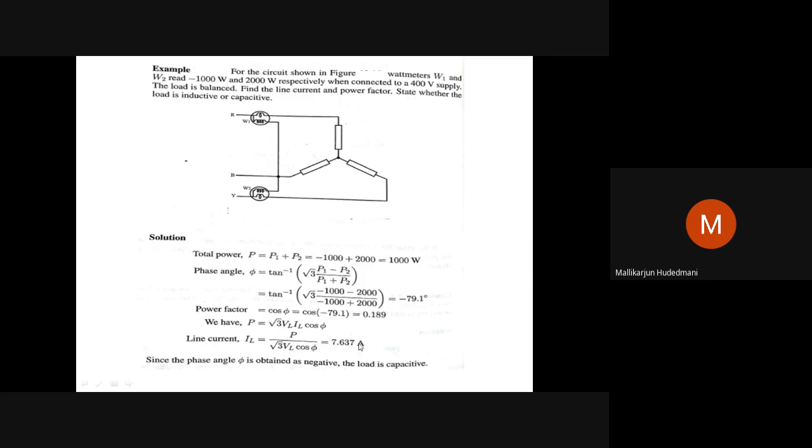IL is 7.637 ampere. Since the phase angle is obtained as negative, the load is capacitive, because this angle represents a capacitor load. So you should be very careful about this. Having seen this simple numerical work, about 6 marks, given your readings, take the power factor. Given your applied voltage, maybe current is asked, you have to use an equation like this.